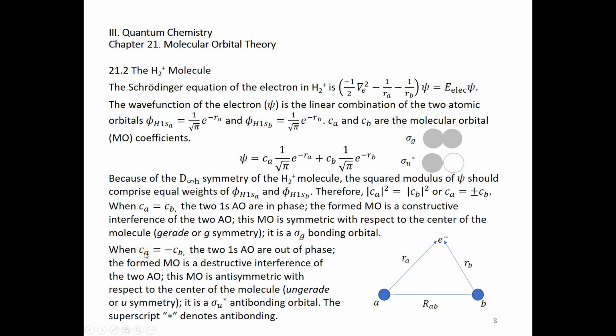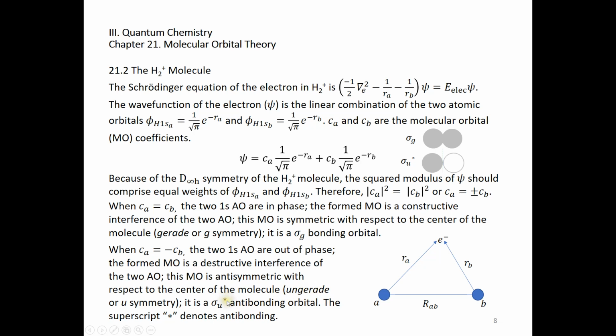Now we have Ca that can be Cb or minus Cb. When Ca is equal to negative Cb, the two 1s atomic orbitals are out of phase. The formed MO is a destructive interference of these two atomic orbitals. And this MO is antisymmetric with respect to the center of the molecule. And we say this is a sigma u star antibonding orbital. U is the first letter of ungerade in German. Ungerade means odd function, antisymmetric function. Sometimes we just use u to denote ungerade.